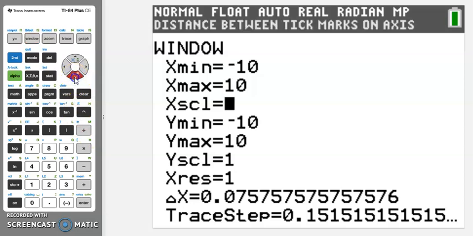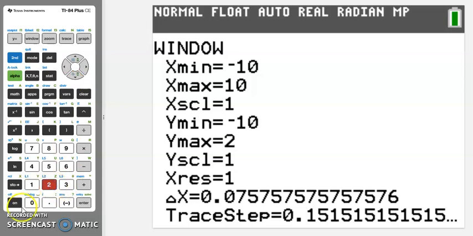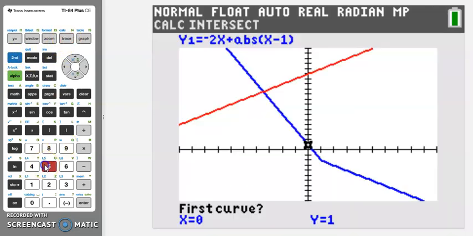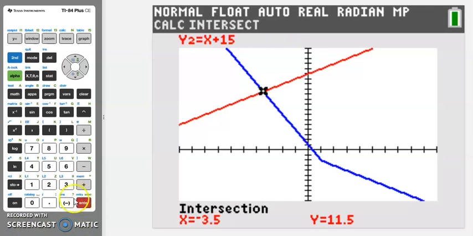So I'm going to use my down arrow to go down to the y maximum, and I'm choosing 20. Sometimes you have to try several things until you get what you need, but 20 should work. Type graph. Now you can see the point of intersection. Find the solution by typing second, trace, 5, enter 3 times. Enter, enter, enter. The intersection point is negative 3.5.